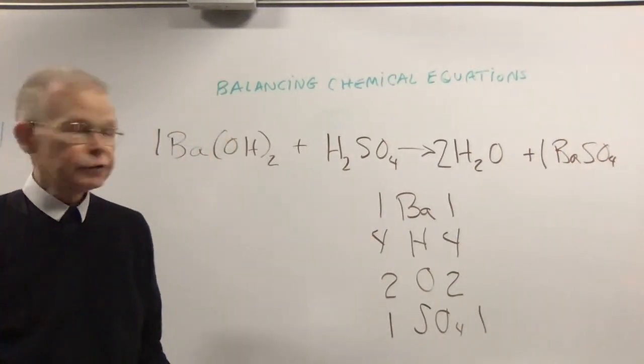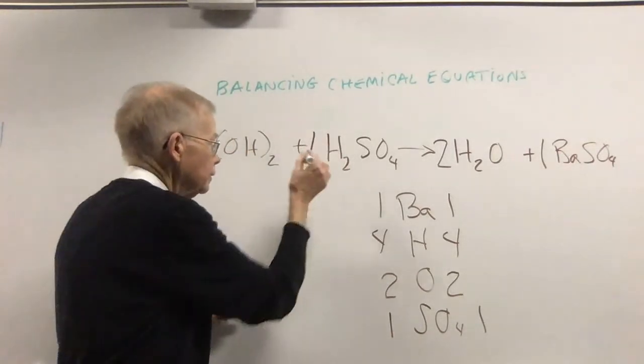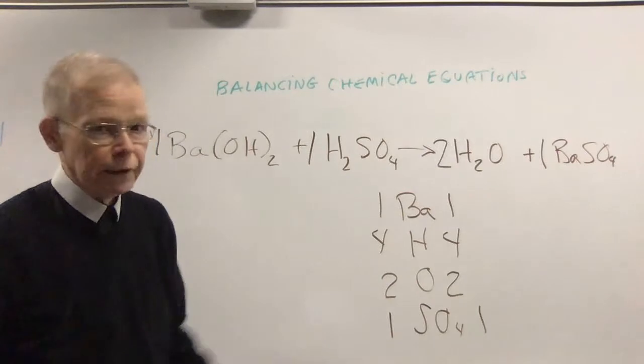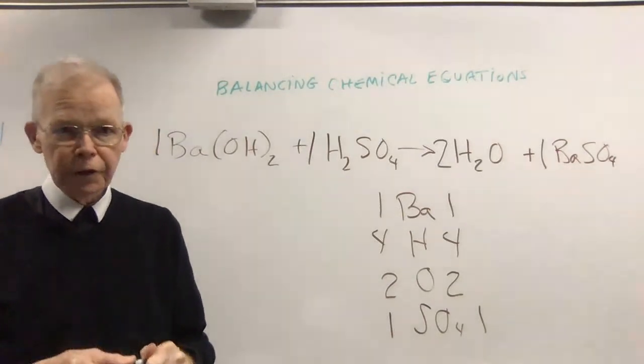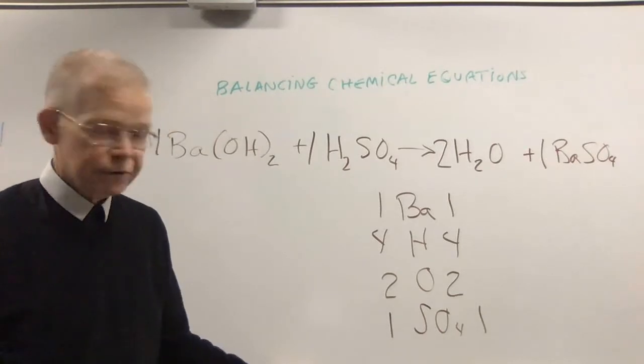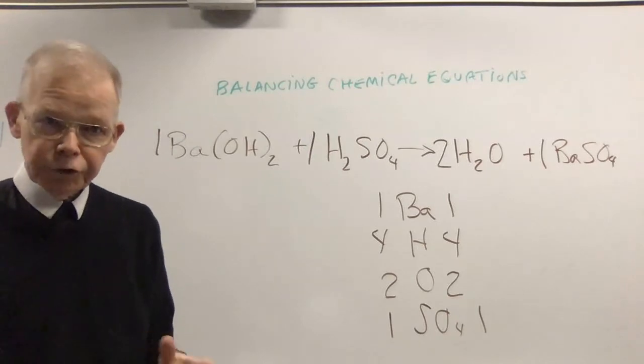So my coefficients for my reaction now are a 1, a 1, a 2, and then a 1. That would be the numbers of moles also, how many of that particular substance I would have, either an atom or a molecule. And I'll show you a couple more.